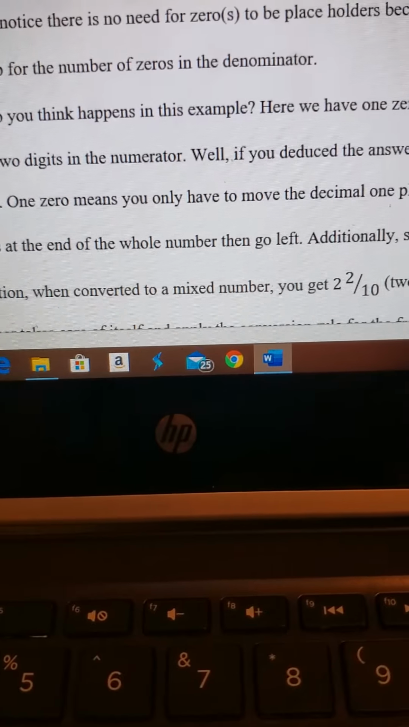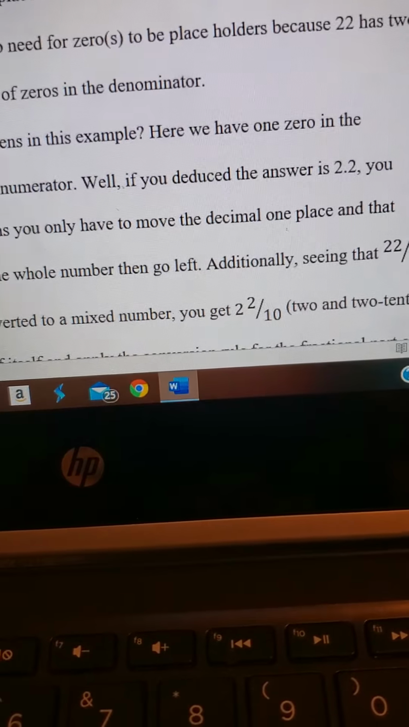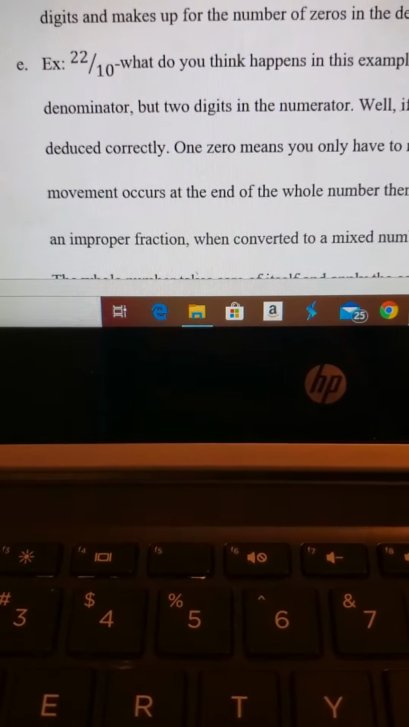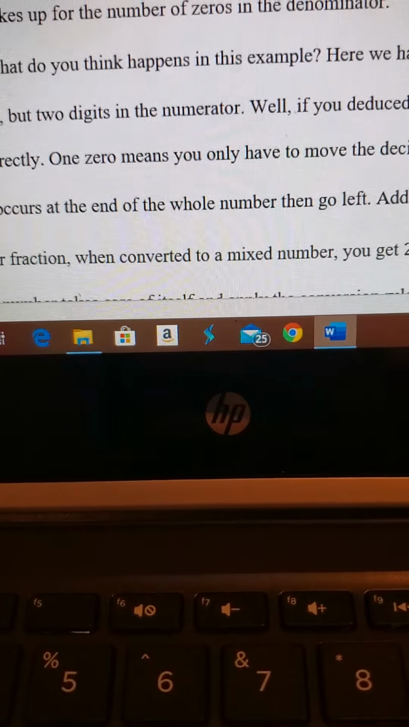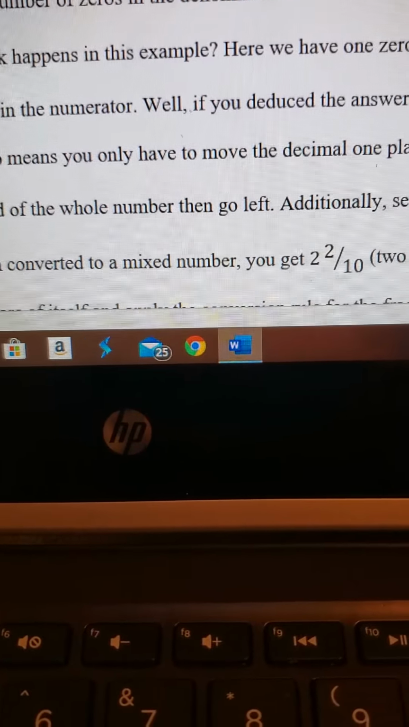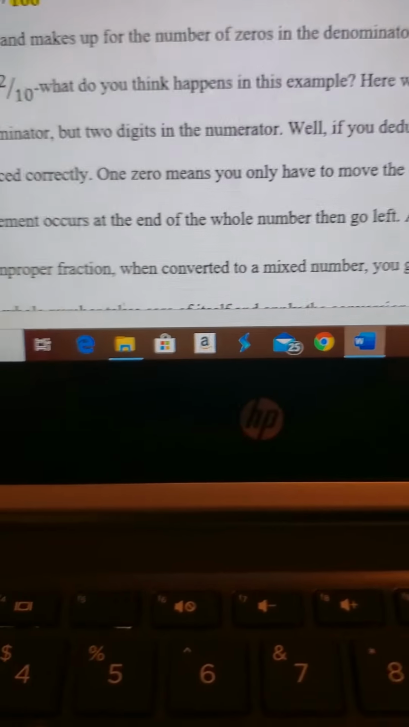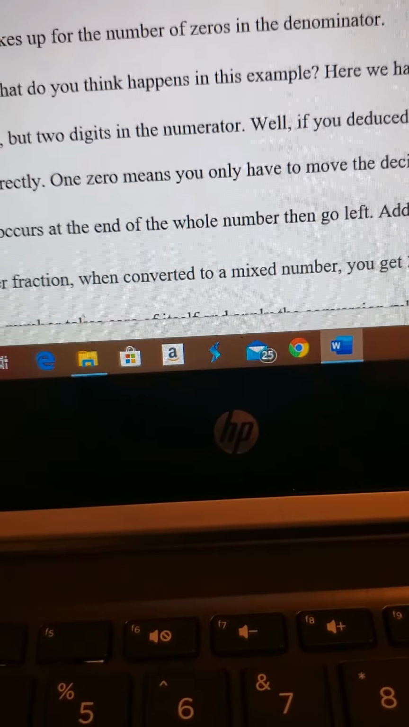10 means you have to move the decimal 1 place, and that movement occurs at the end of the whole number, then you go left. Additionally, seeing that 22 over 10 is an improper fraction, as I stated earlier.